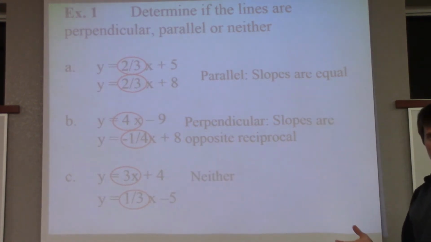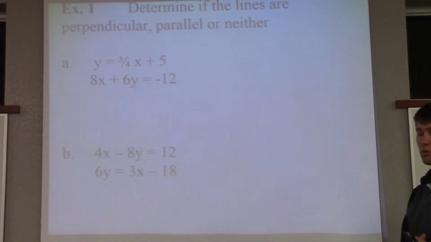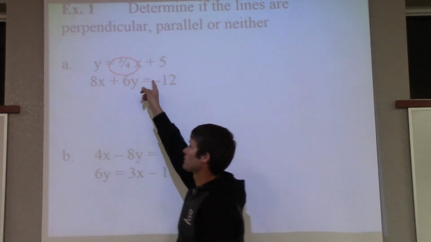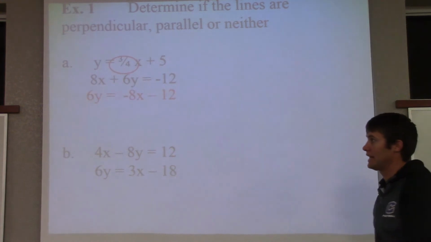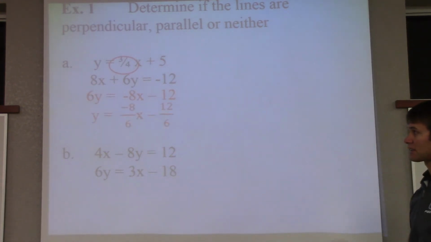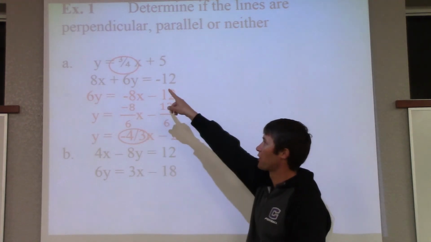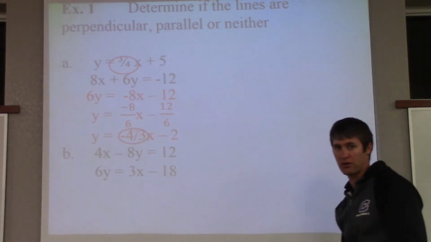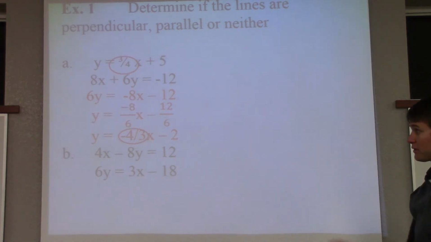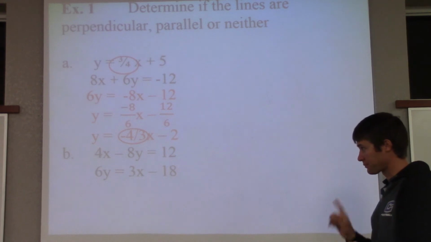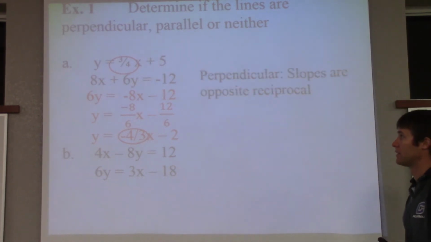We're going to continue on the same thing. What are the slopes here? We know the slope of the first line is 3/4. We don't know the slope of the second line. We have to have it in y equals form in order to determine the slope. So we subtract 8x, divide by 6, and then simplify. Now the slopes are 3/4 and negative 4/3. That's the opposite reciprocal: we flip it and switch the sign. So those would be perpendicular.